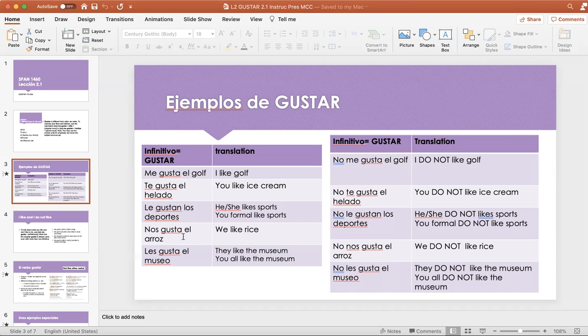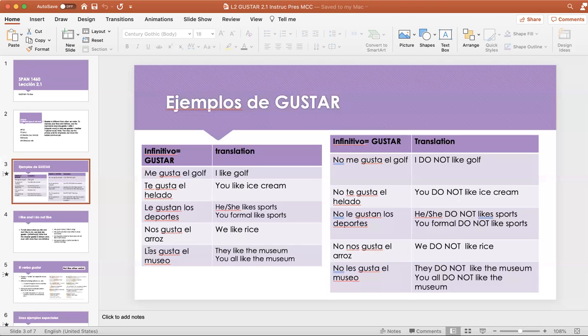Nos gusta el arroz. We like rice. Again, notice this nos, as in we. We indicates more than one person, right? But we are using the verbo gustar in the singular because we're indicating the like of rice, and rice is singular. In the negative, no nos gusta el arroz. We do not like rice. Notice the no goes directly in front of the pronoun, and the pronoun goes directly in front of the verbo gustar. So we will never not mention the pronoun.